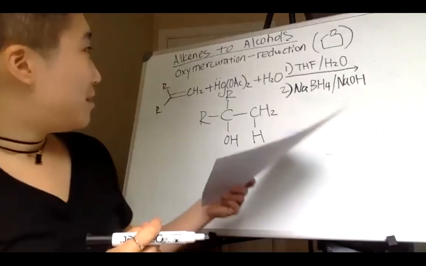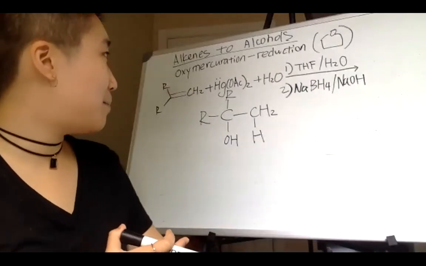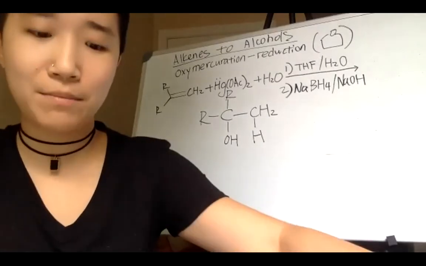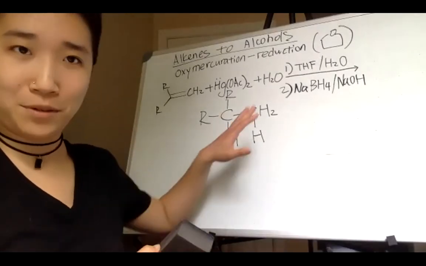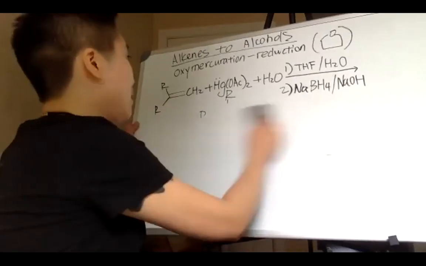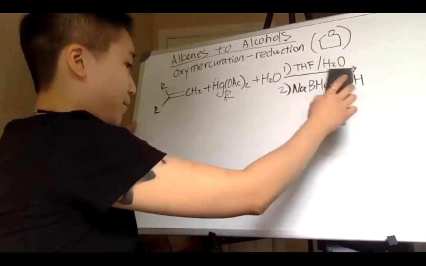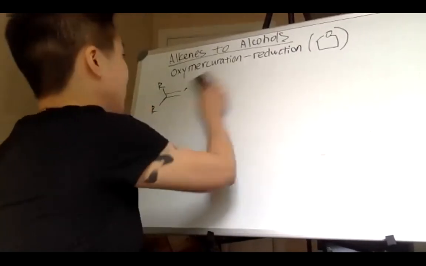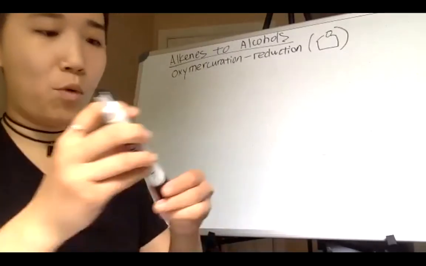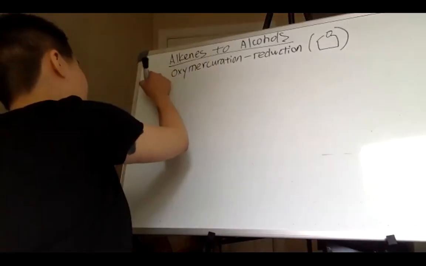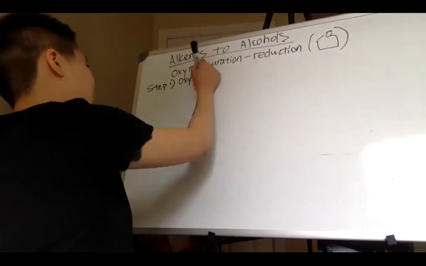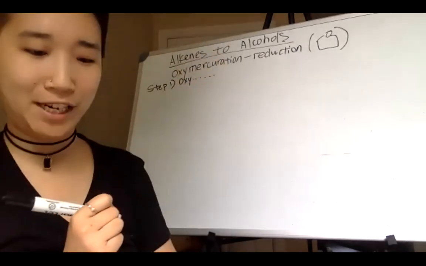Okay, so that seems complicated enough, and I'm going to break it down for you so that we can go through the mechanism step by step. Are we done with copying the reaction overall? Okay, wonderful. So let me go into the first step. Step 1 is the oxymercuration step. Step 1, oxymercuration. I'm just not going to write out the full name.